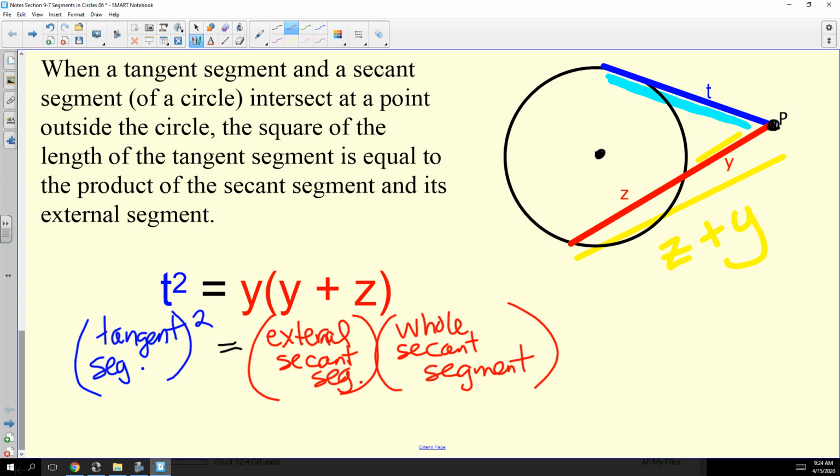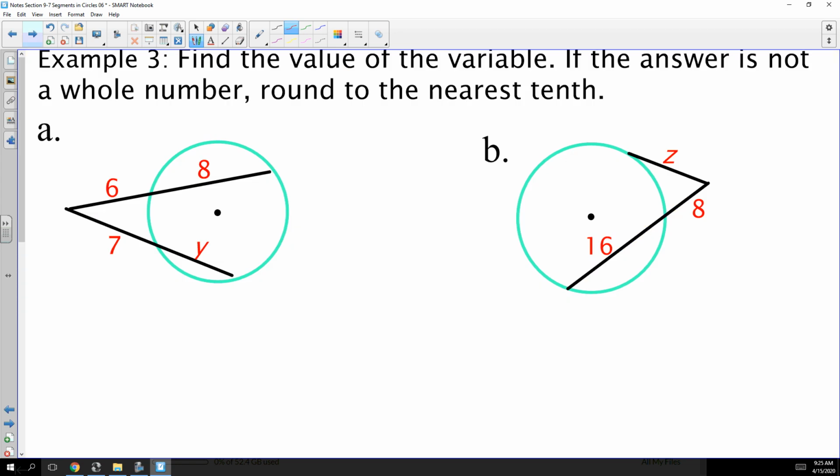Okay, so you may want to have that in front of you, maybe look at this one single page of notes a little bit to help you with solving some of these problems. All right, we're going to find the value of the variable. If the answer is not a whole number, we're going to round to the nearest tenth. Let's express it as exact, and then also we can round it as well.